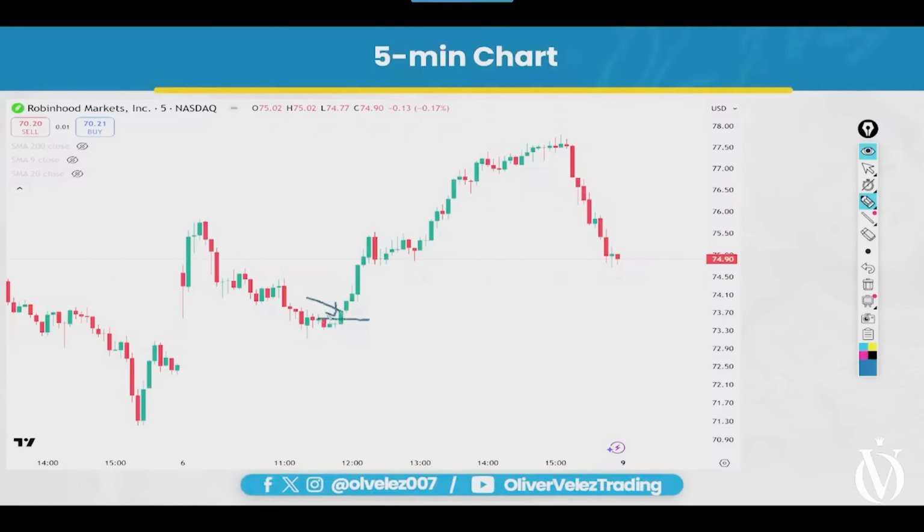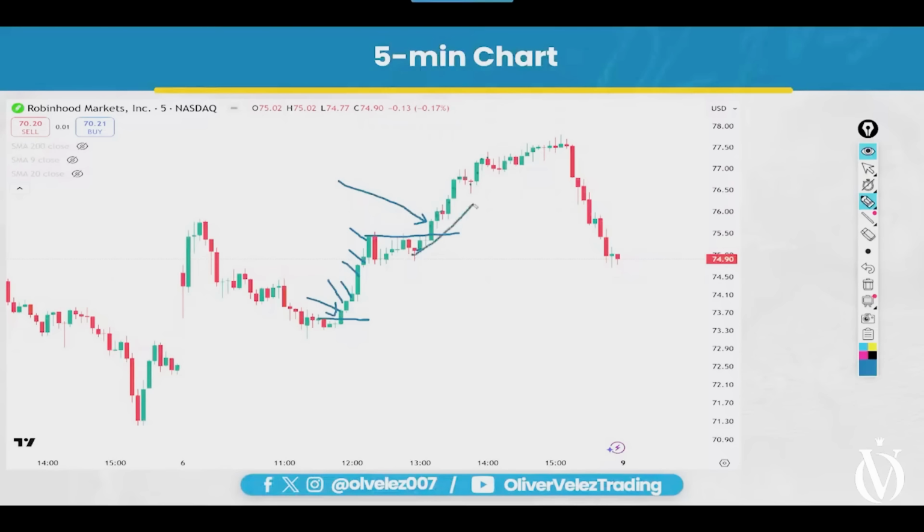5 to 6 bars. Entry bar counts as 1, 2, 3, 4, 5, 6. All right, so a little bit shorter, but you understand what I'm saying. If this were a buy, boom, you count that bar too. 1, 2, 3, 4, 5, 6, 7, 8, 9, 10, 11. You see what I'm saying?